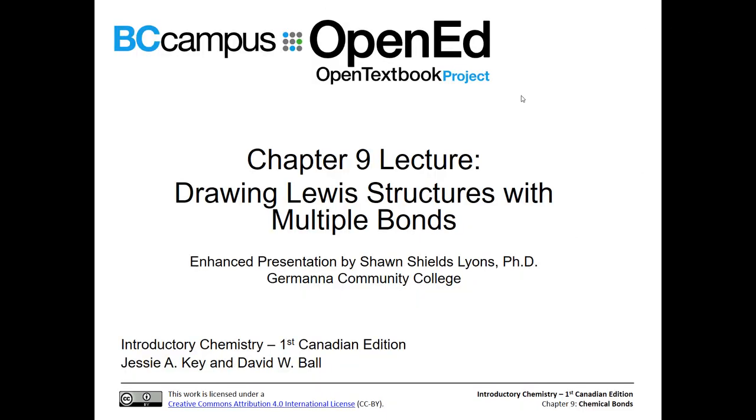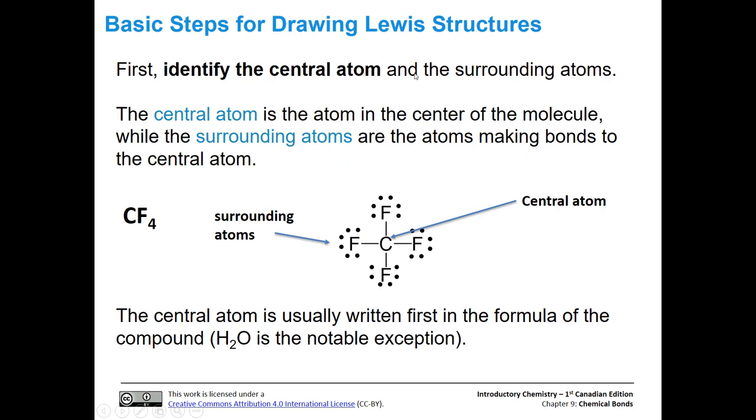Drawing Lewis structures with multiple bonds. Okay, so the first thing we're going to do is talk about the basic steps for drawing Lewis structures. Now, we've talked about these some in previous videos, but we're going to go through it just a little bit and in a slightly different way. So the first thing we're going to do is identify the central atom and the surrounding atoms in our compound.